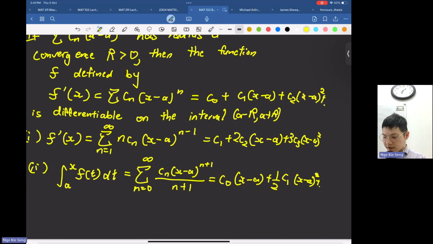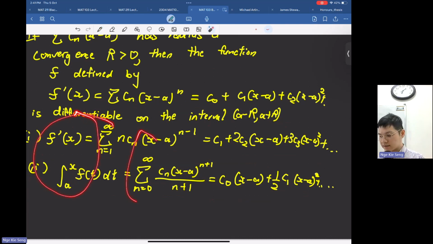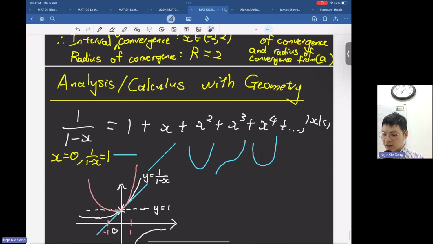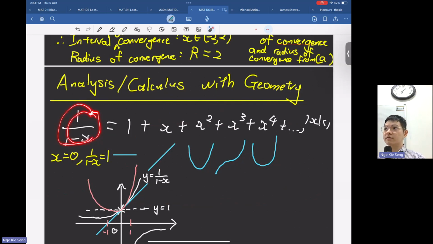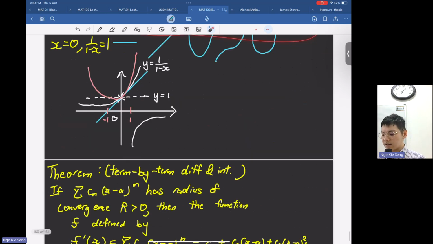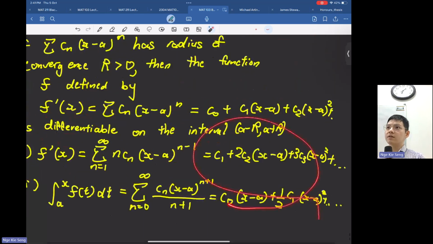So in this case, you should ask, what's the radius of convergence? Why? Because the left-hand side is a closed form, while the right-hand side is some series. Remember this example: you can integrate 1 over 1 minus x, you can differentiate 1 over 1 minus x, and you get a closed form. But on the right-hand side, it is still infinite. So how?